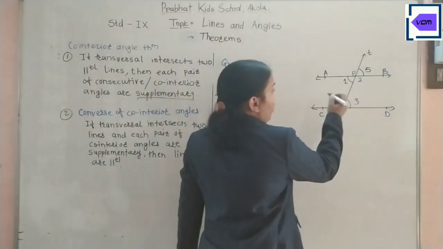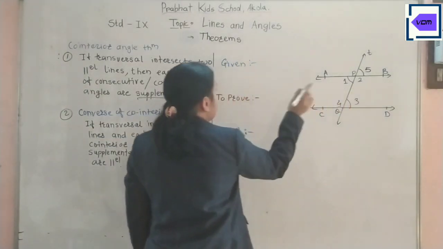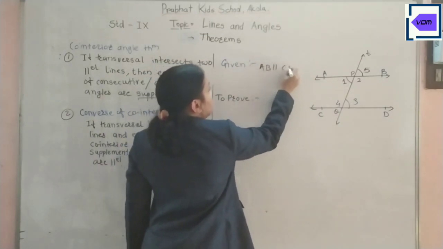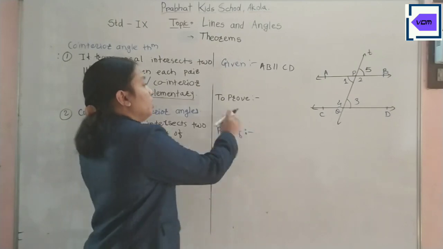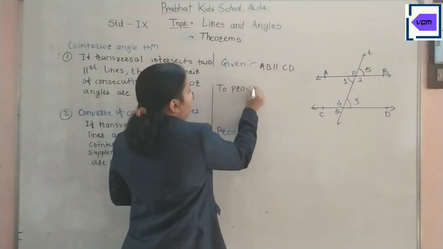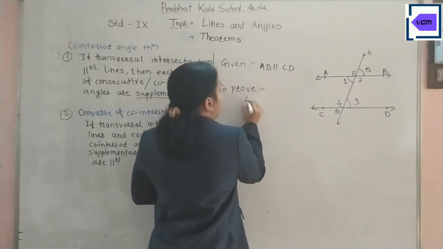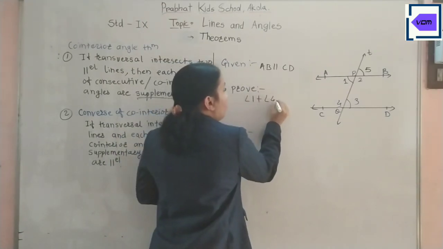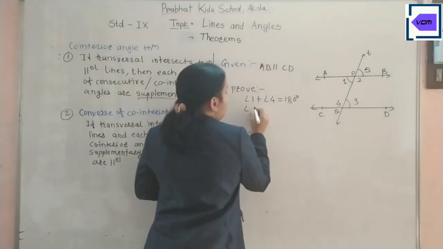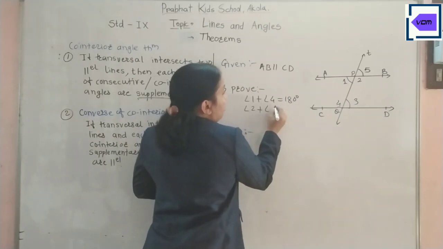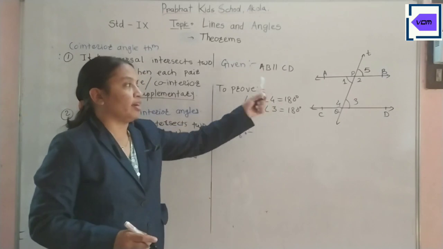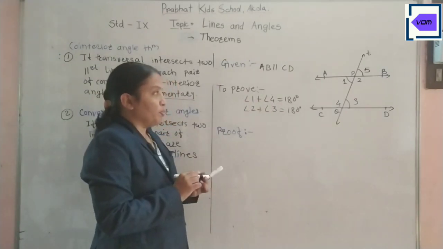Now co-interior angles are 1 and 4 in this diagram. Now what is given? That AB is parallel to CD. Line AB parallel to CD is given. Now what to prove? To prove that angle 1 plus angle 4 is equal to 180 degrees. Angle 2 plus angle 3 is equal to 180 degrees. Supplementary means the sum of these co-interior angles is 180. Now how to prove this?